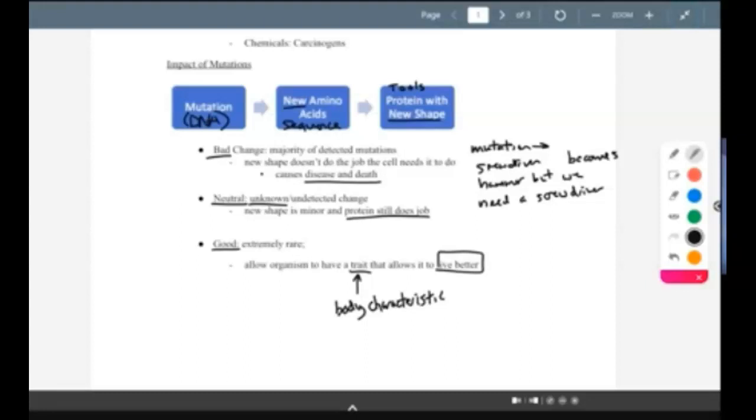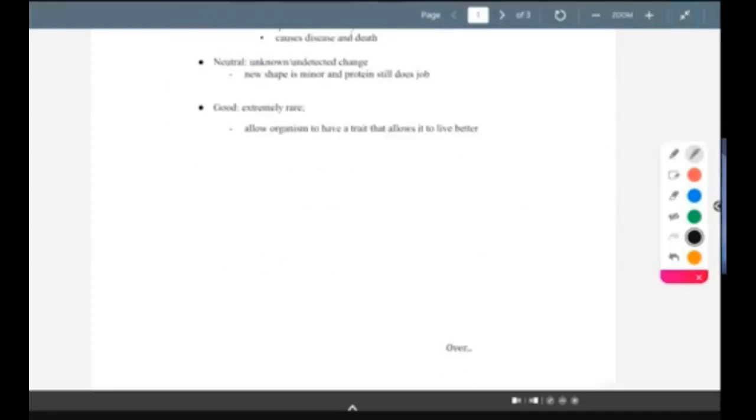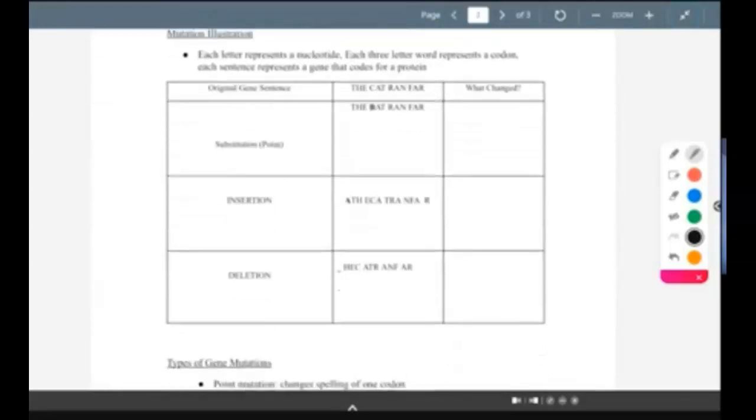Okay. All right. Let's continue on just a little bit farther here. So when we talk about mutations, I like to think about words.